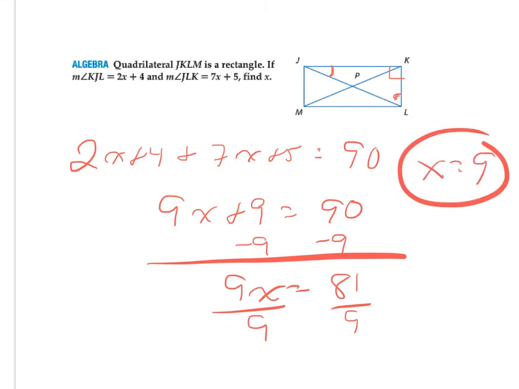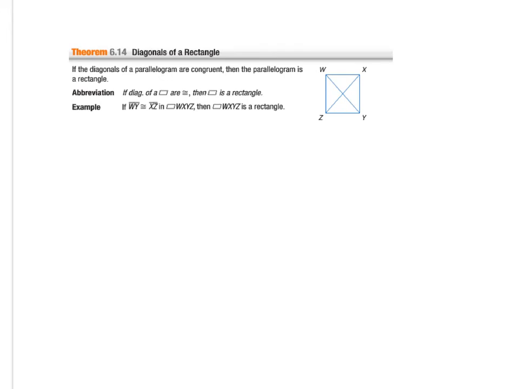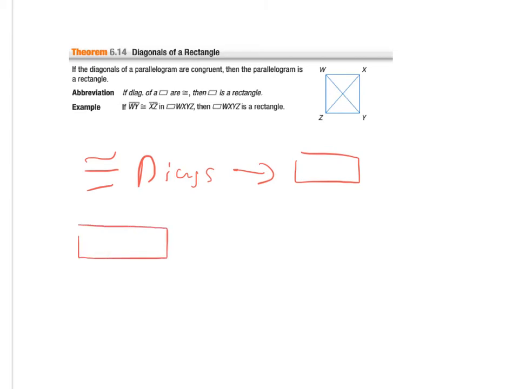Rectangle games. Okay, again, one extra property of rectangles is that the diagonals of the rectangle are congruent. So if we say congruent diagonals yield a rectangle, we can also go the other way too, because this is basically a definition: rectangles yield congruent diagonals.